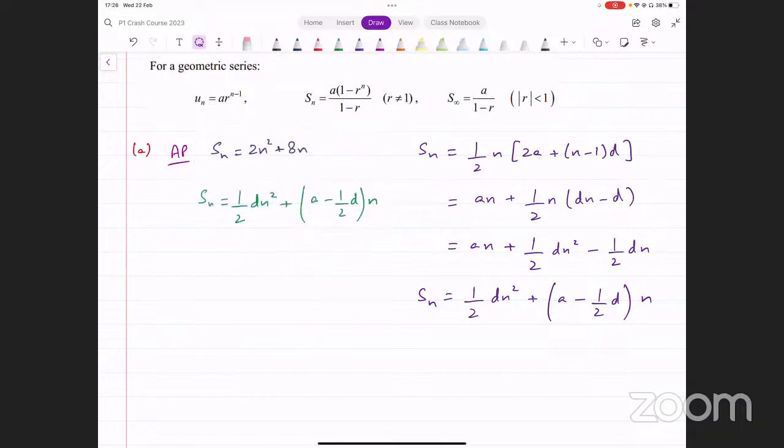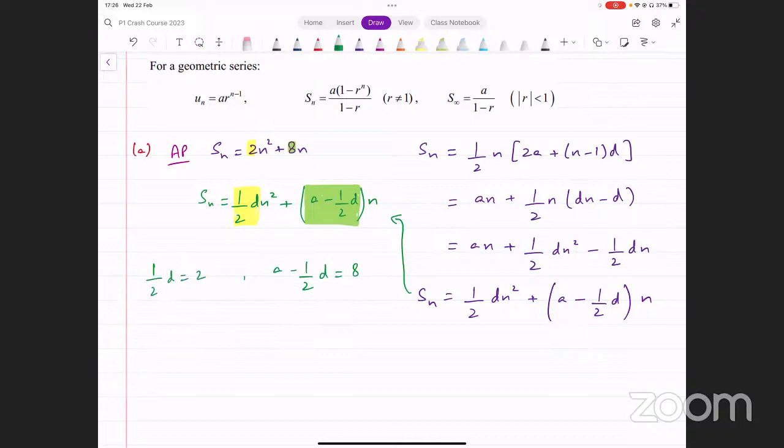All right. Now, since they represent the same thing, they are supposed to be identical. What we can say is the coefficients of n square should be equal, and the coefficient of n should also be equal. So we can say half d should equal 2 here, and a minus half d, this thing should equal 8. So we get two equations from this. We have half d equal to 2, and we have a minus half d equal to 8. We are comparing the coefficients of n square and n here.